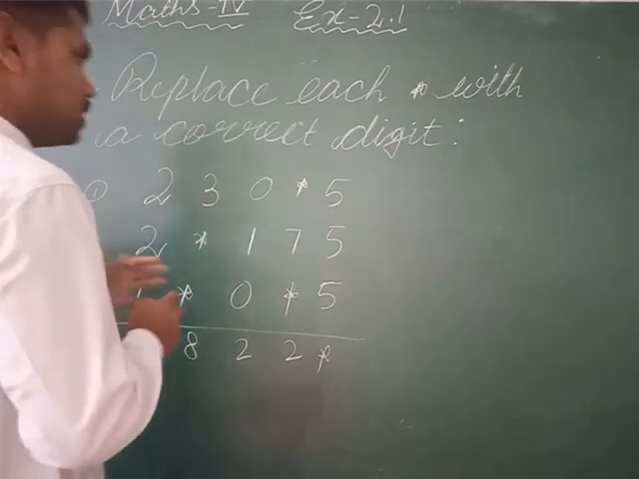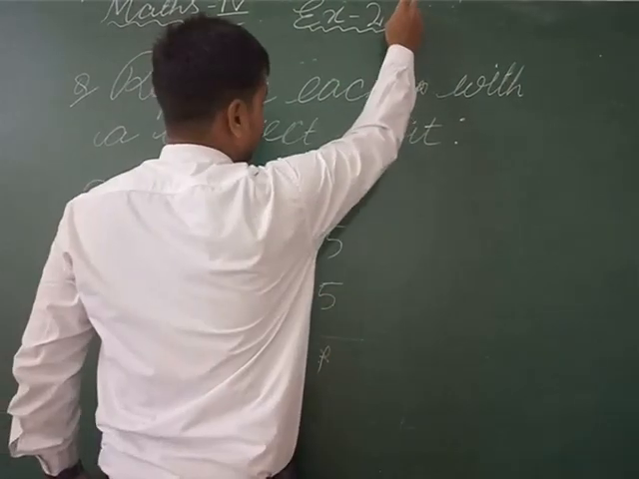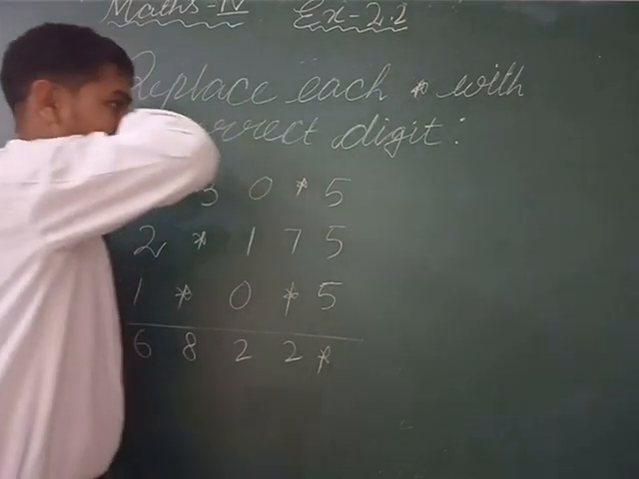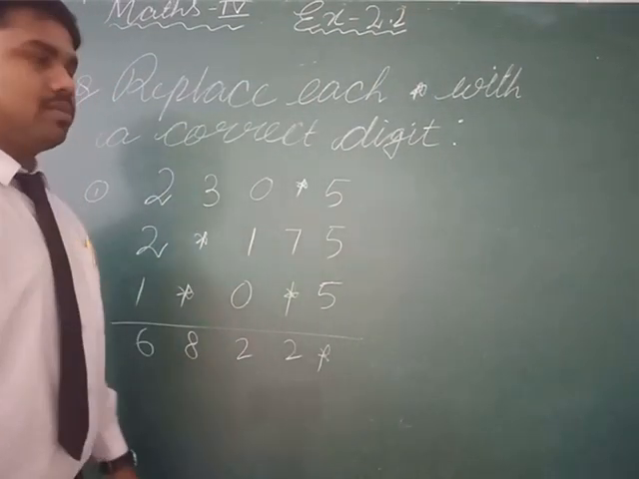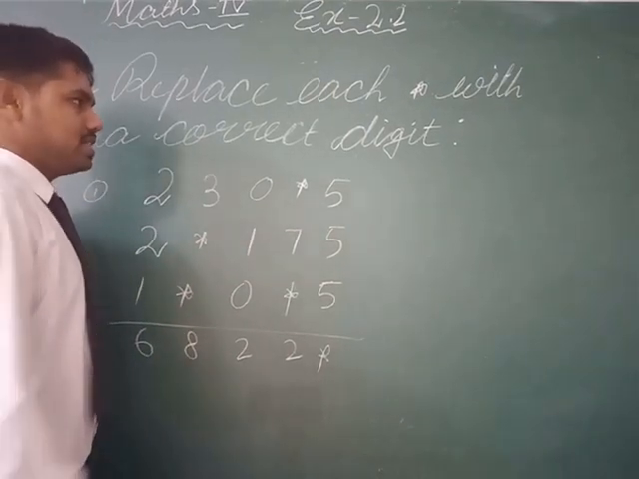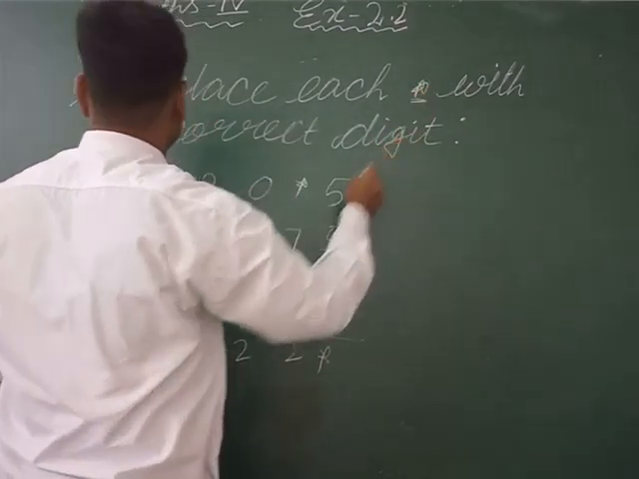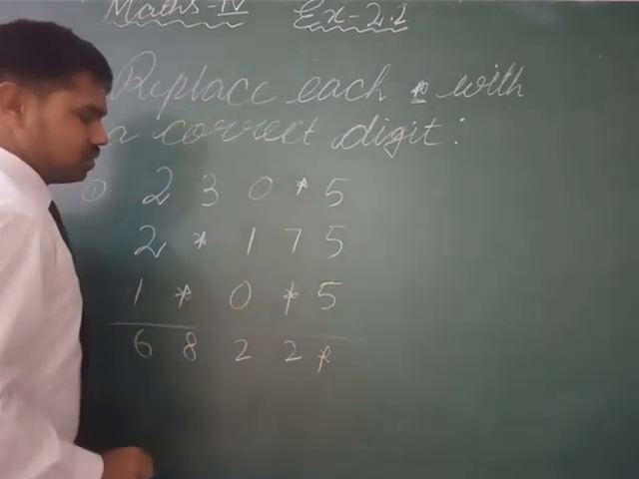The rest of the questions of exercise 2.1 we have already discussed. Exercise 2.2 also you can do by yourself, as it is addition. Now let's discuss the mental mathematics which we have in exercise 2.2. Replace the star marks with the correct digits. You have to fill all these star marks with the correct digit.